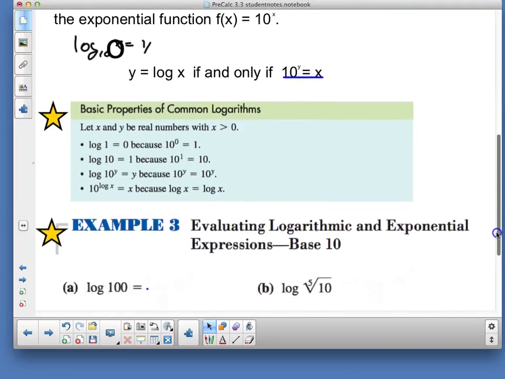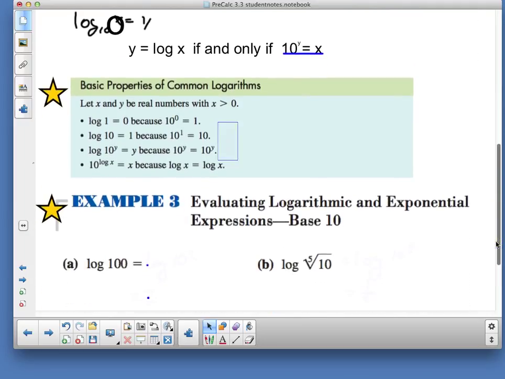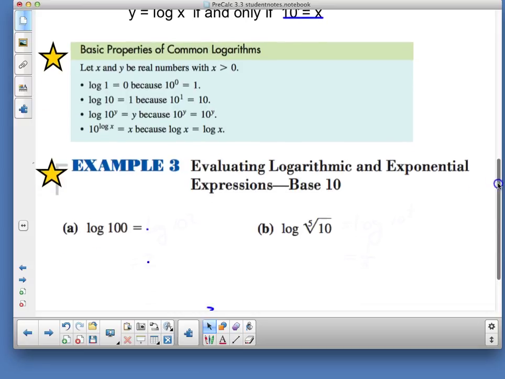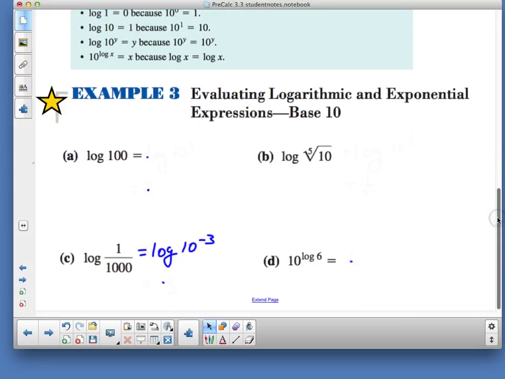Now, all these properties are what we can apply as we're looking at the basic properties of common logs. And all I want you to do in example 3 is find our solutions. Go ahead. Remember, the solution should be the power that is used, using base 10, 10 is our base, to achieve the argument inside.